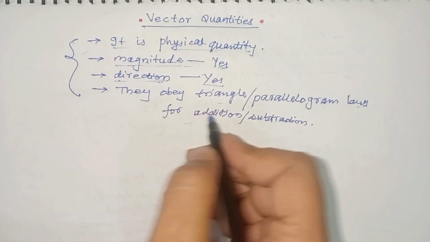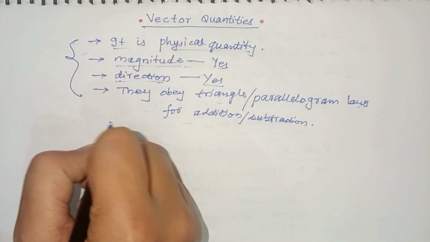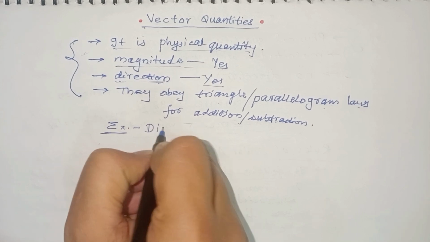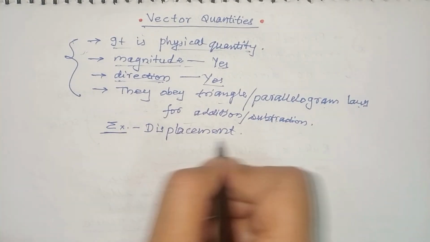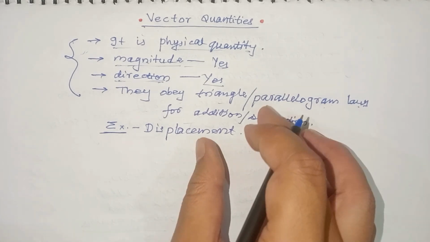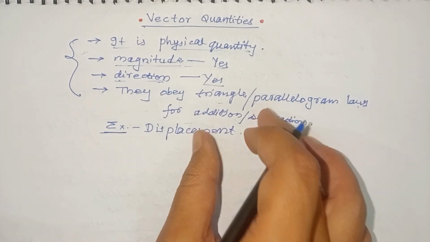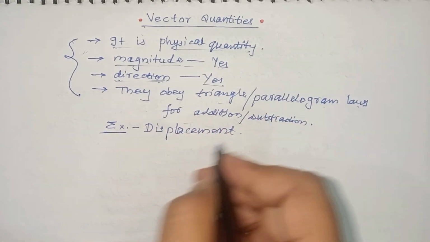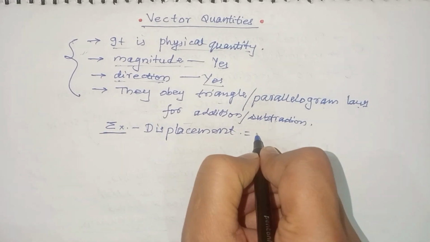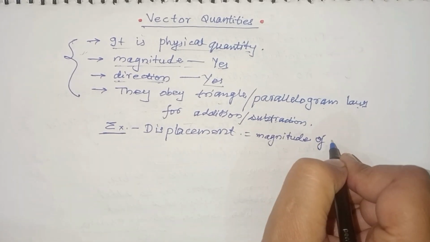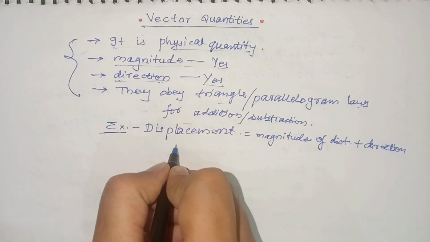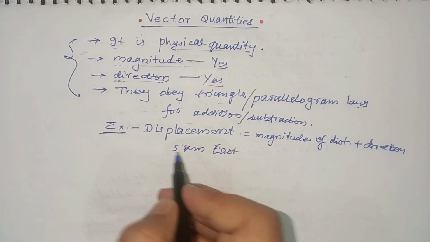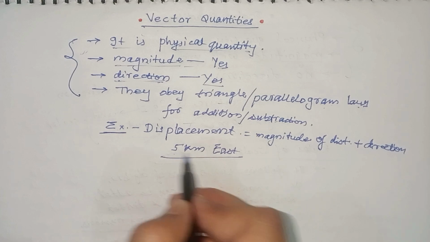For example, we can say displacement. The first example is displacement. We have already studied this. Displacement is the magnitude of distance plus the direction. We can say displacement is given as 5 kilometers east.